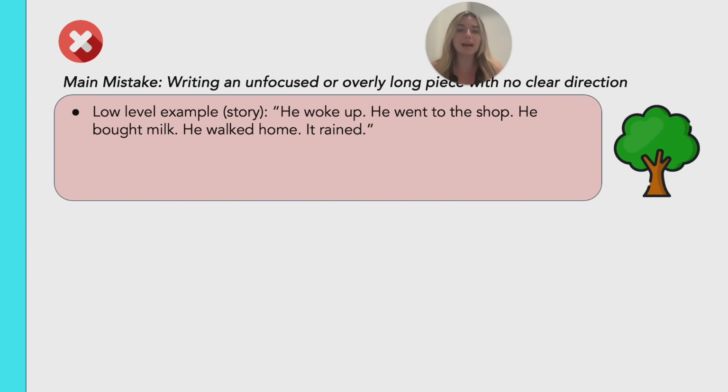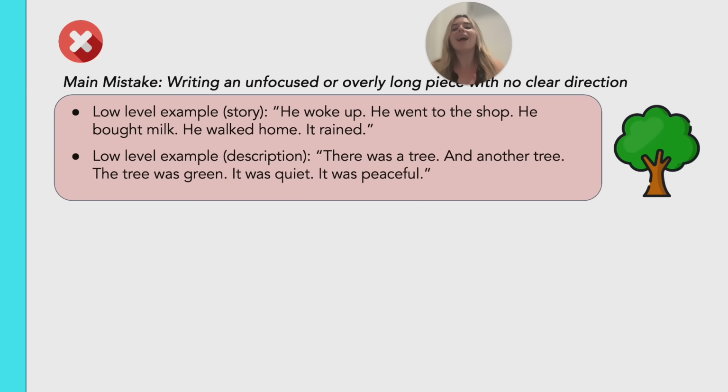Oh, boring as hell. No, get rid of it. Let's not do that. The low level description would be there was a tree and another tree. The tree was green, it was quiet, it was peaceful. So you can see with the story, obviously events are happening, but there's just no clear direction.